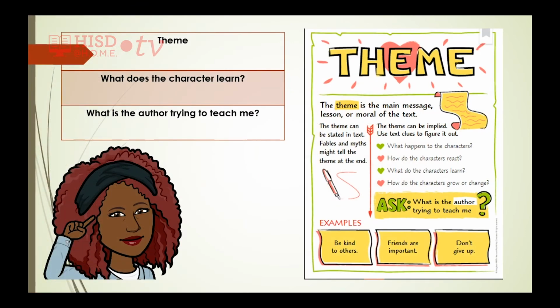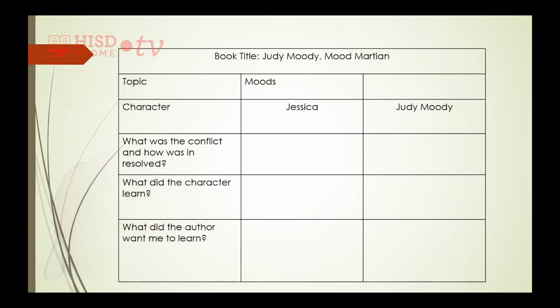When we're thinking about theme, we have to think about what the character learns and what the author is trying to teach me. The theme again is the main message, lesson, or moral of the text. Sometimes themes have to be implied and we have to use clues to figure it out. We're going to use the following graphic organizer to help us determine the theme. What is it that the author is wanting us, the reader, to learn? And we're going to focus on two characters, Jessica and Judy Moody.